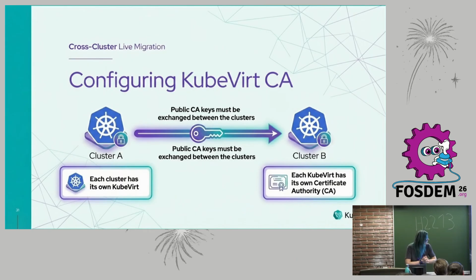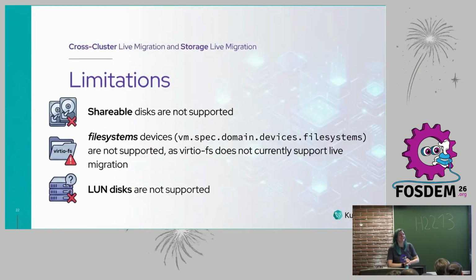And another thing that you need to do is to make your clusters trust each other. Each of your clusters has a KubeVirt instance, and each KubeVirt instance has its own certificate authority. You need to exchange the certificates between the source and the target cluster, so they will exchange the data. You can find the info in the user guide of how to do it. It's super easy. Yeah, every time we talk about security, it's super easy.